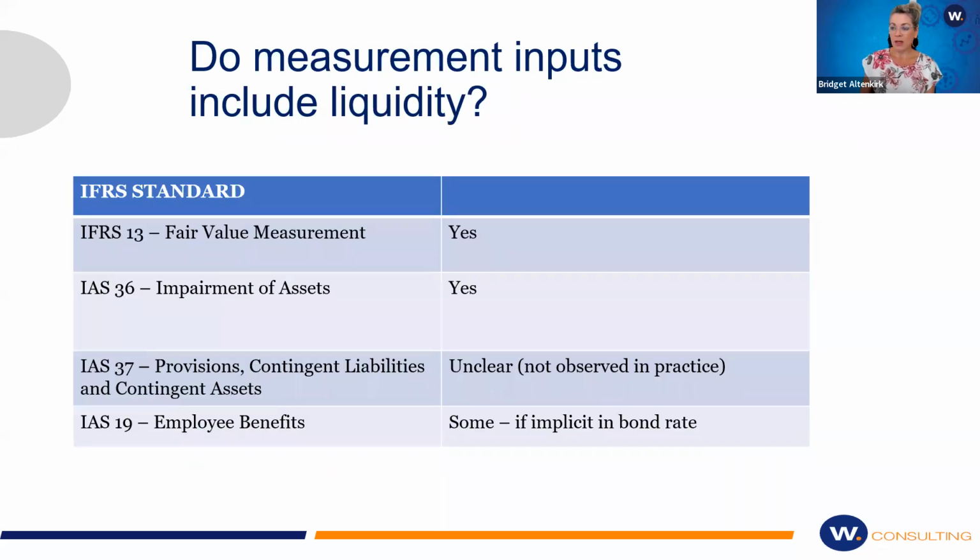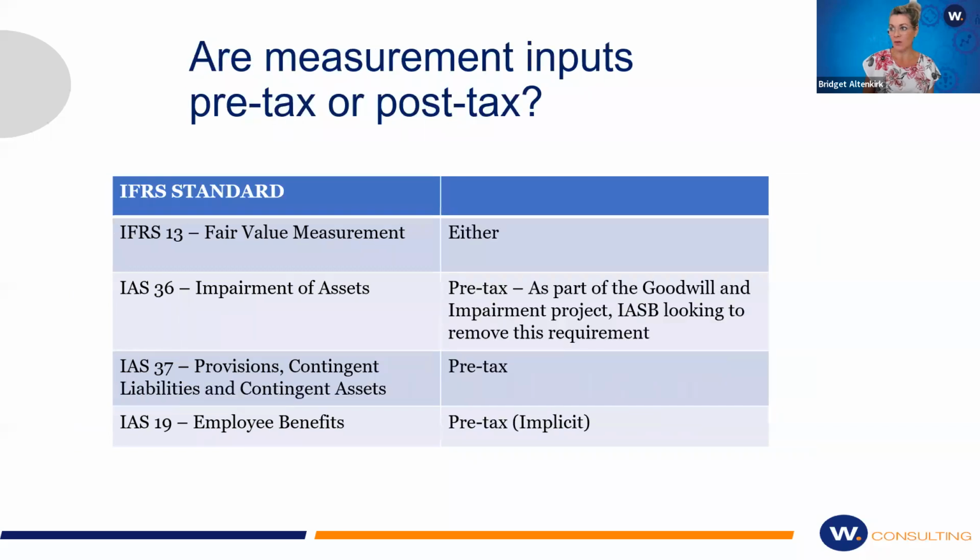Should we take into account liquidity? In other words, the access to funds and the ability to make these payments. For fair value measurements and impairment, one of the things we would take into account is liquidity. For the other two standards, again, it's unclear whether or not this should be taken into account.